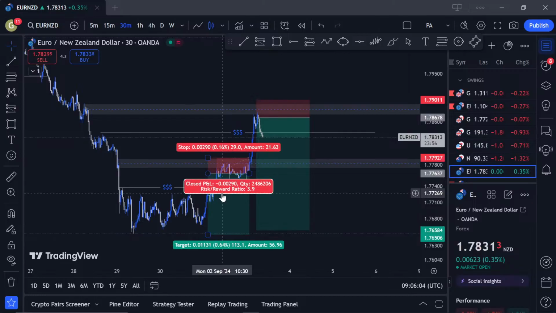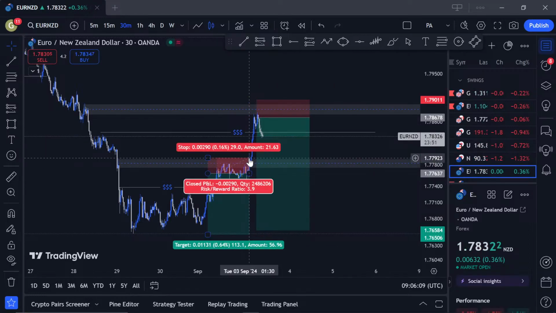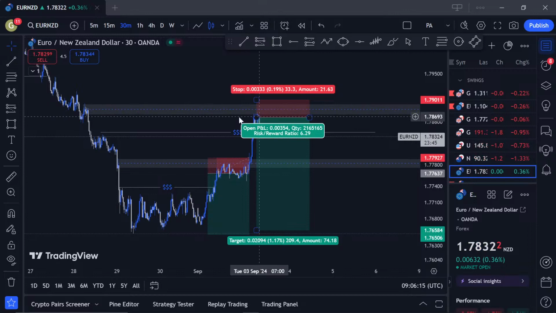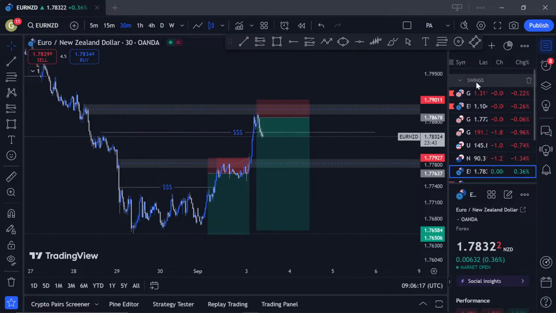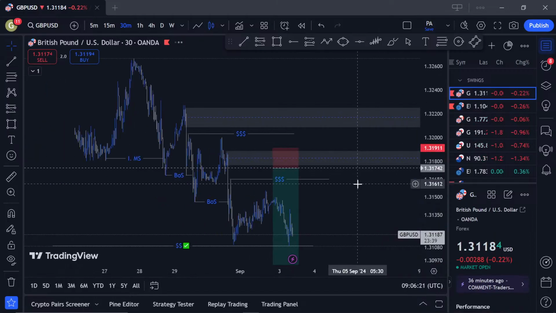So this was a trade I took on the Euro NZD yesterday. It hit my SL overnight due to a negative news. And then whilst crossing my SL, it went to hit my other entry opportunity at the overall top there. And that one is going well. So for that reason, we are not going to analyze this market. We are going to start from GBP USD.